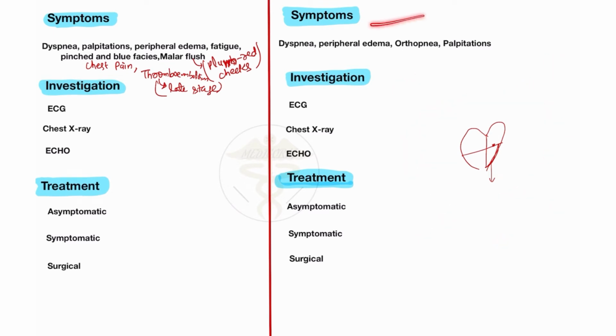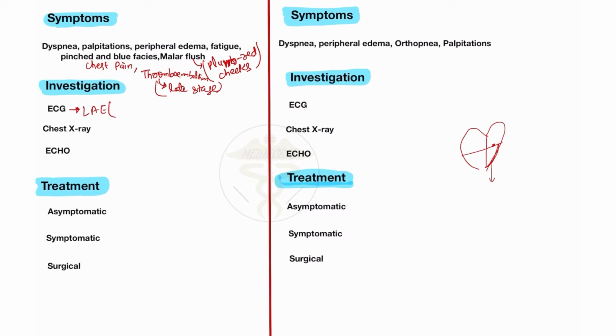So these are the symptoms of mitral stenosis and mitral regurgitation. What are the investigations? That means, how will we diagnose a patient with mitral stenosis or mitral regurgitation? In a mitral stenosis patient, when you take an ECG, you will see left atrial enlargement. This is the most common investigation finding.